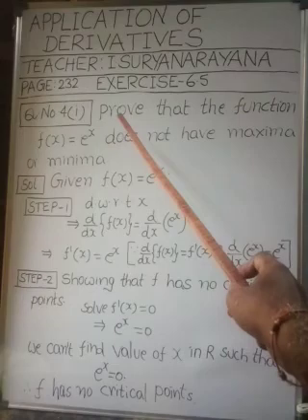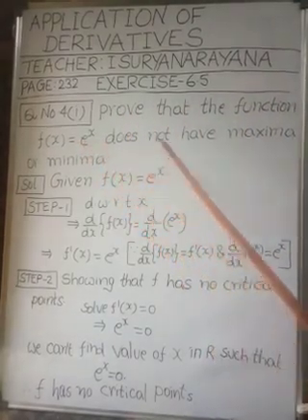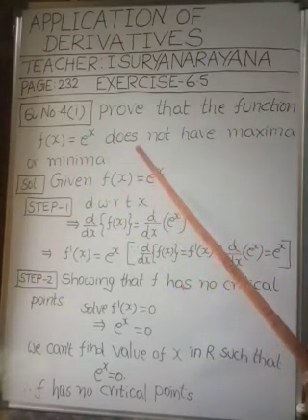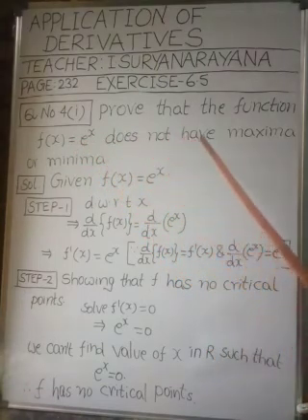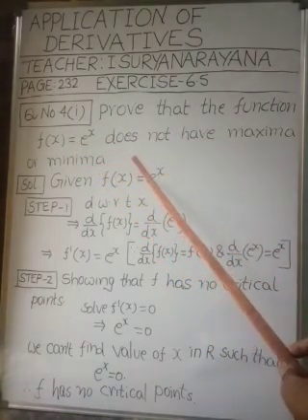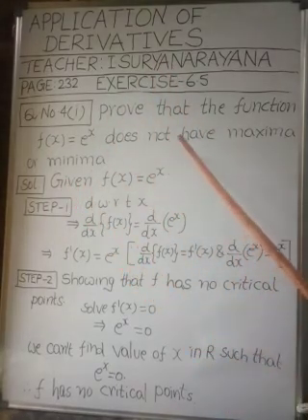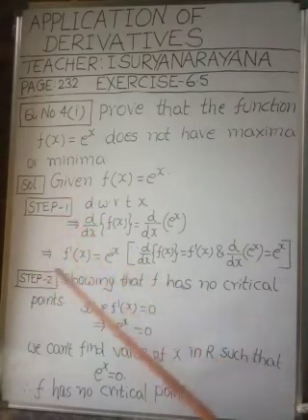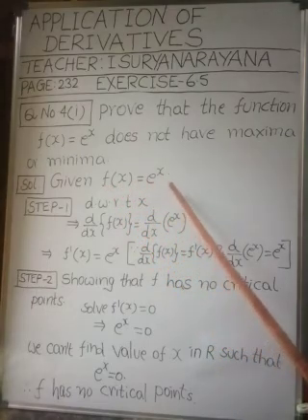See this question. Prove that the function f of x is equal to e power x does not have maxima or minima. Understood this question, my dear children? We have to prove that the given function does not have maxima or minima. Okay, my dear children? Now come to the solution part. To prove this statement, we follow only 2 steps. Remember these 2 steps, my dear children. First we write the given function f of x is equal to e power x. Okay, my dear children, understood this step?